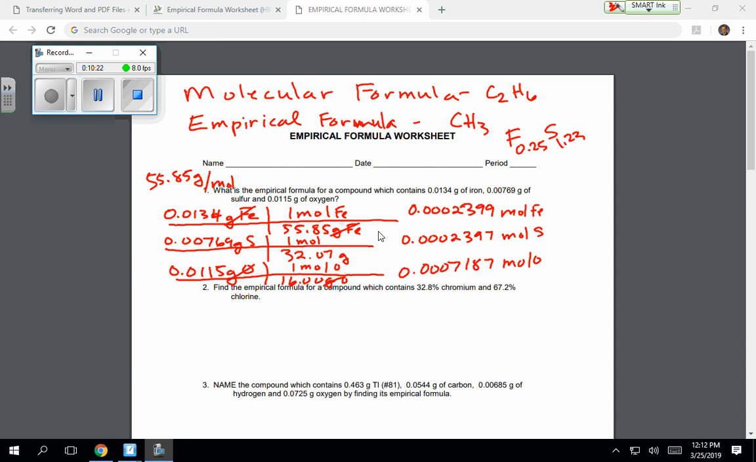So the question is, these ratios are already correct. It's 0.002324 to 0.002397 to 0.0007187. Okay, but they're not whole numbers. So the question is, how do we get those into whole numbers? Here's the method. Okay, what are we going to say?